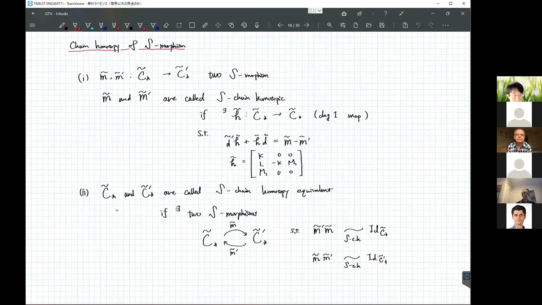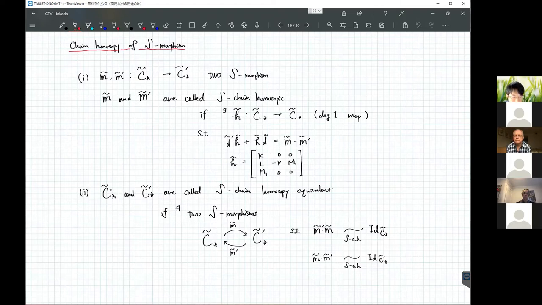And there is also a notion of chain homotopy of S morphisms. Let me consider two S morphisms, M tilde and M tilde prime. Then M tilde and M tilde prime are called S chain homotopic if there is a degree one map such that this relation holds, and there is a degree one map with this relation and this form.